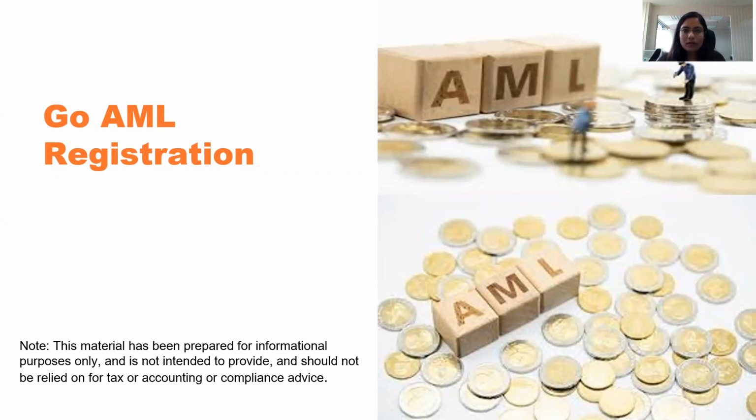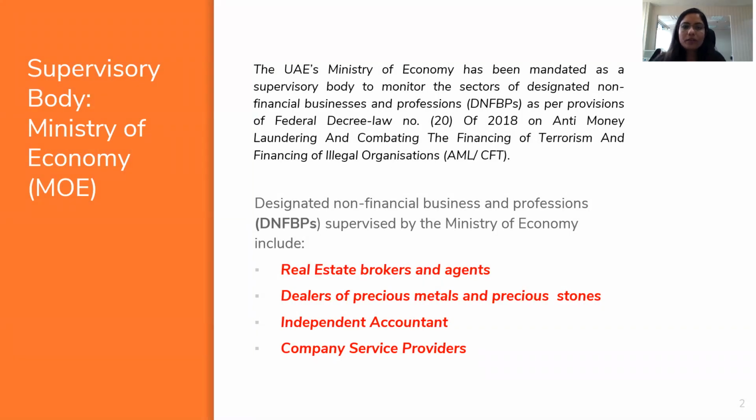So let's see. As you all know, the UAE Ministry of Economy has been mandated as a supervisory body to monitor the sectors of designated non-financial businesses and professions as per the provisions of Federal Decree Law number 20 of 2018 on anti-money laundering. There are four categories which are supervised by the Ministry of Economy: first, real estate brokers and agents; second, dealers of precious metals and precious stones; third, independent accountants; fourth, company service providers.